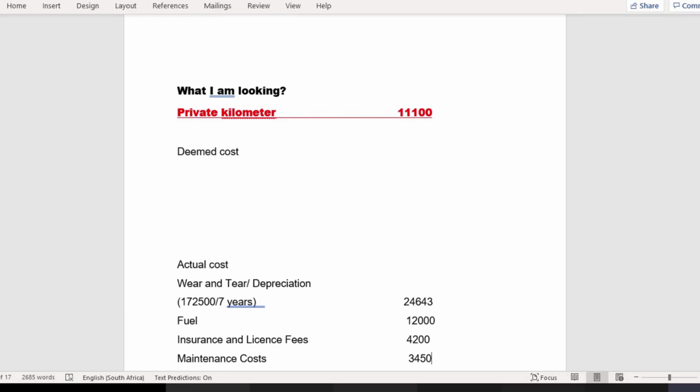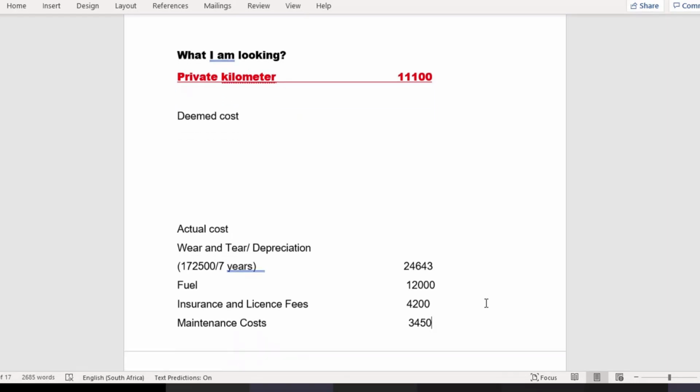Okay, plus 12,000 plus 4,200 plus 3,450. I've got 44,293. So that's my total. I hope you all got the same amount. 44,293. This is your total actual cost.